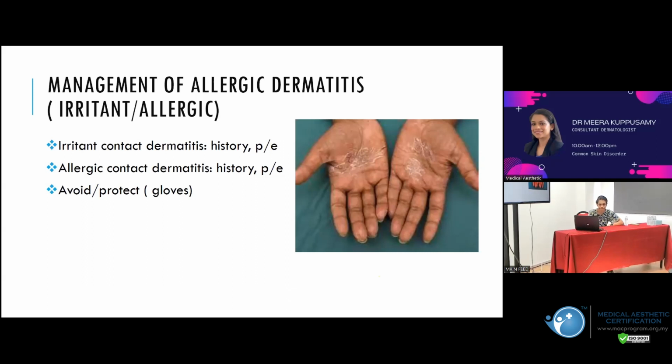Okay. And then, so allergic contact dermatitis, you can also diagnose with patch testing. Irritant contact dermatitis, generally we don't do patch testing because it will have a lot of irritation. Okay, and also another form of treatment, if you must continue to use whatever allergen, you have to protect your hands and protect yourself.